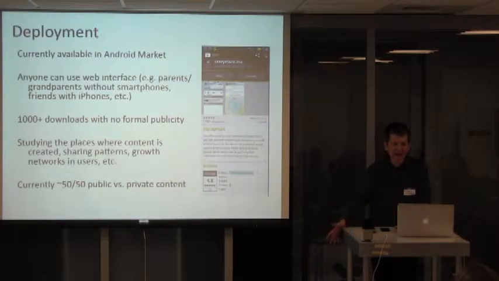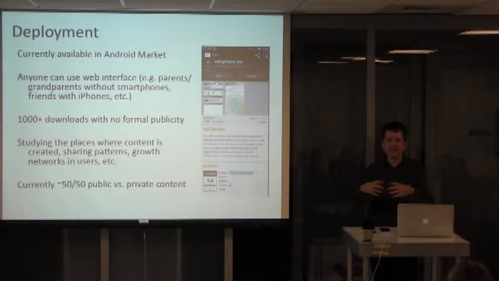So we put it out in the Android market. Anyone can go use the web interface, so even if your parents don't have an Android phone, they can go make stories on the web, and you can still get it as you go around the city, which is kind of nice. We put it out there with no publicity. This was really just, let's see what happens. We had 1,000 downloads pretty quickly, of people starting to use it, and some nice reviews came in.